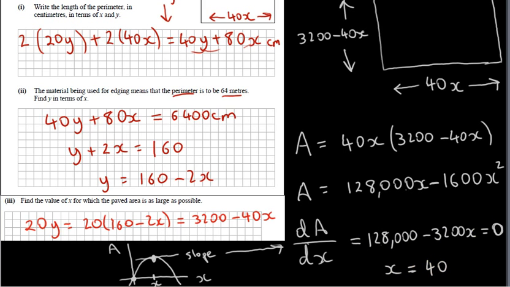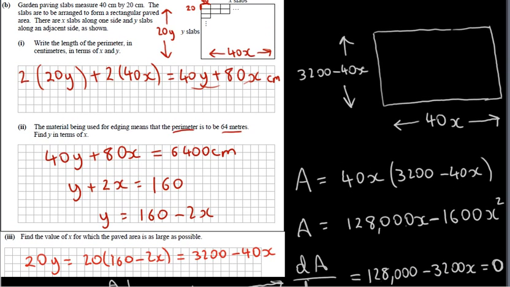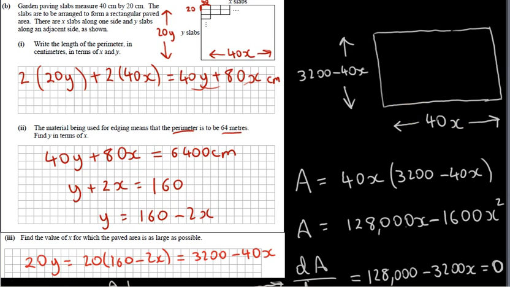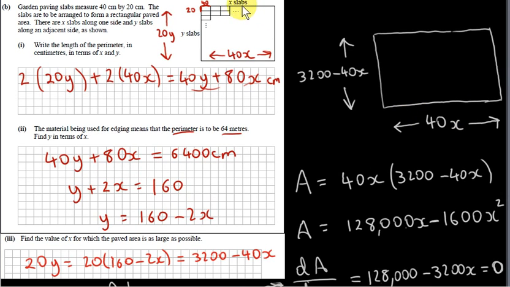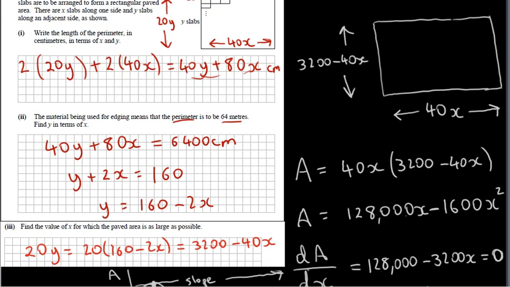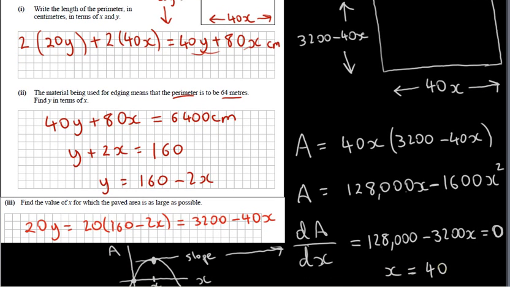What are the units of this number? Well, if we go back to the question, x is just a number. It's just the number of slabs that fit along this side of the paved area. So it doesn't have any units. Well, if you like, you could just write down 40 slabs.